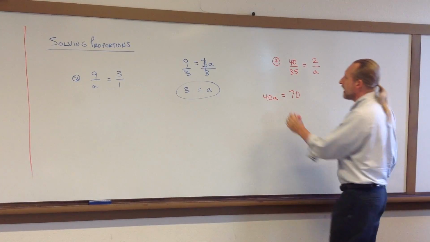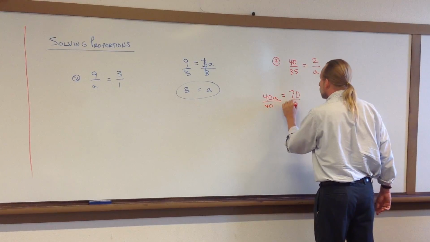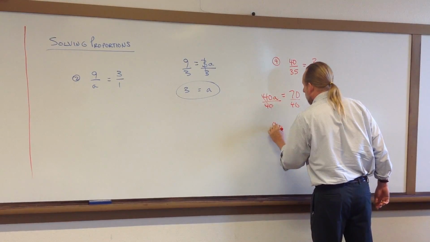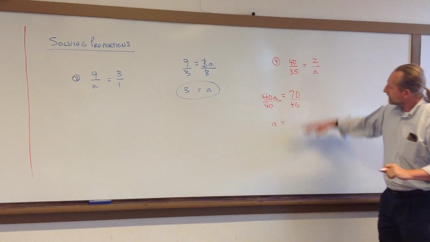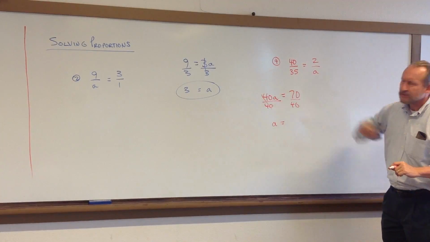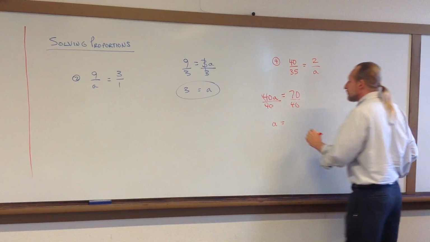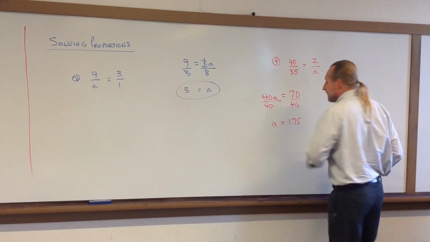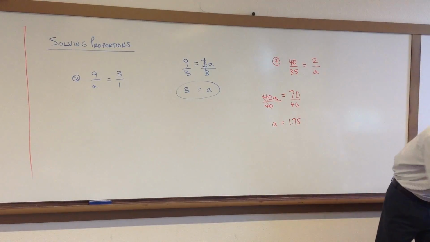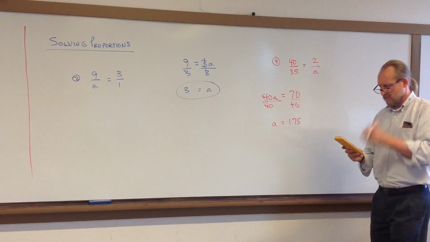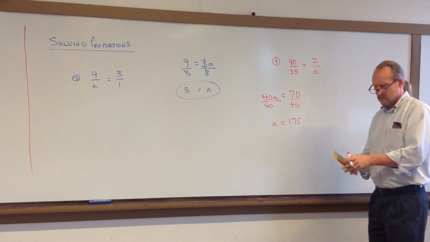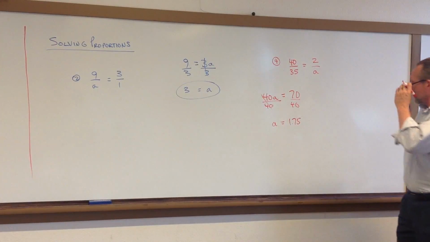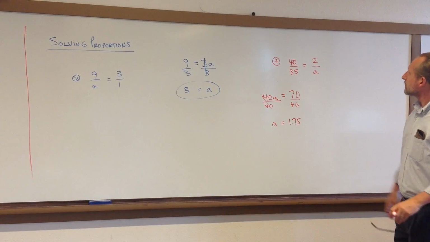And then we divide on both sides by 40. And we get a. So this is going to reduce. We're going to have 7/4, which is what? 1.75. Okay. Let's double check. Yeah. All right.